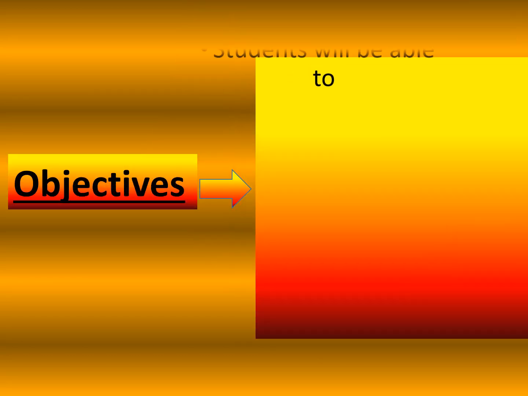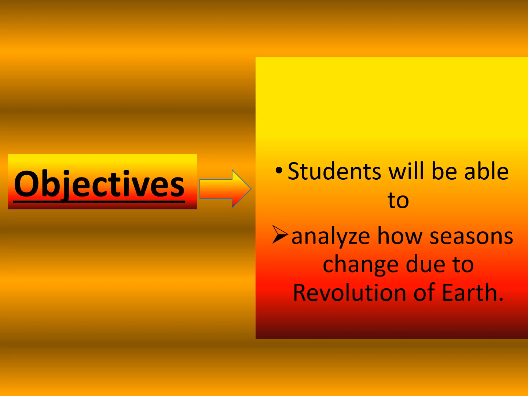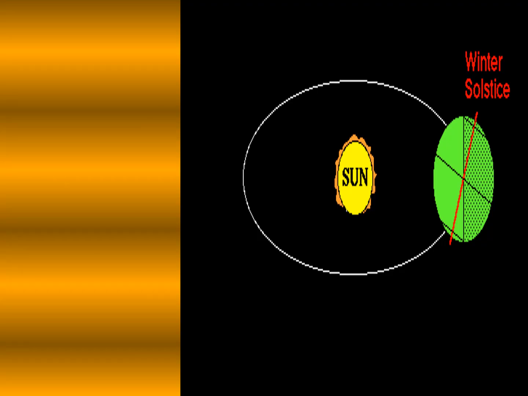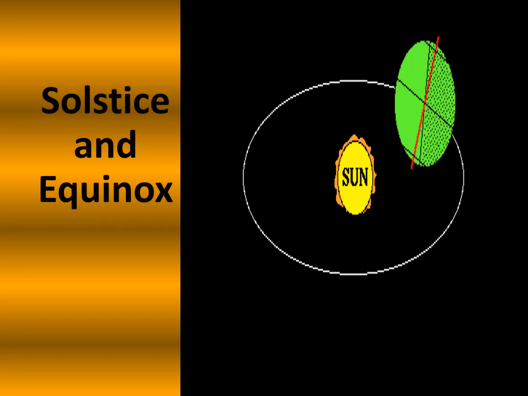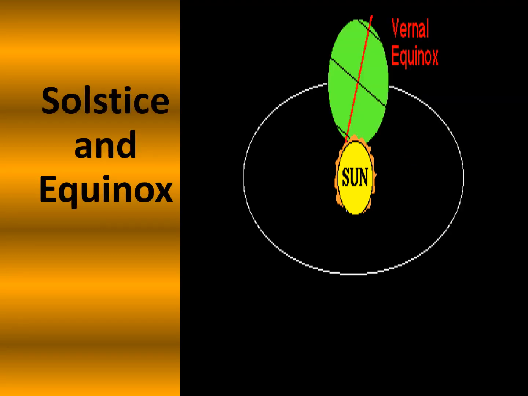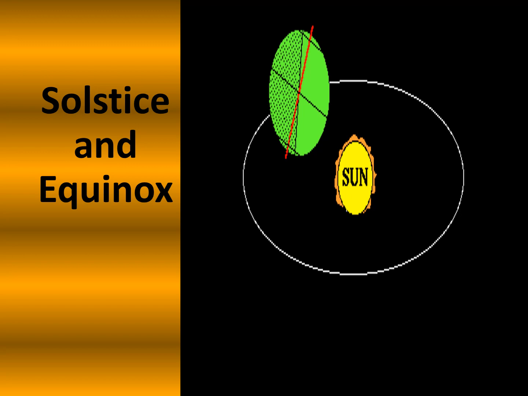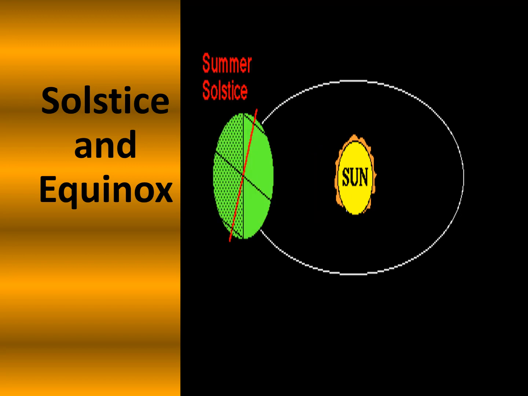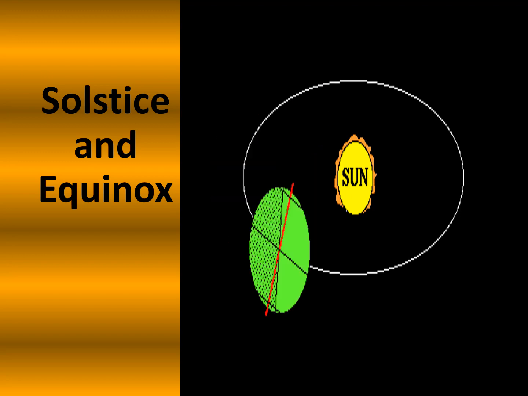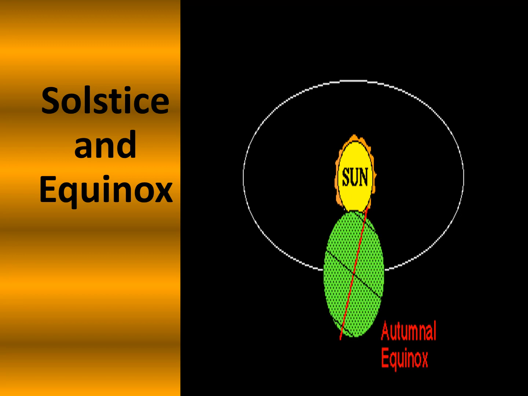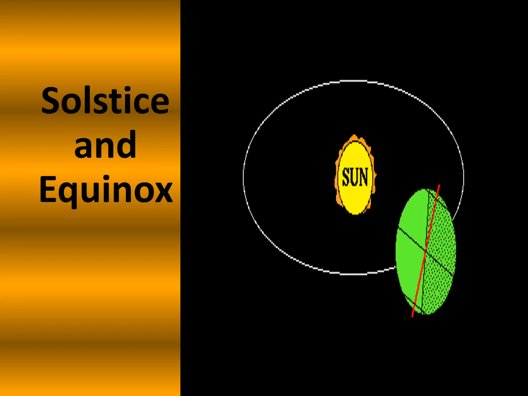Our objectives are: today you will be able to analyze how seasons change due to revolution of Earth. Today our topic is solstice and equinox. These are two geographical terms to tell about the season. Solstice tells about summer and winter season, and equinox tells about spring and autumn season.